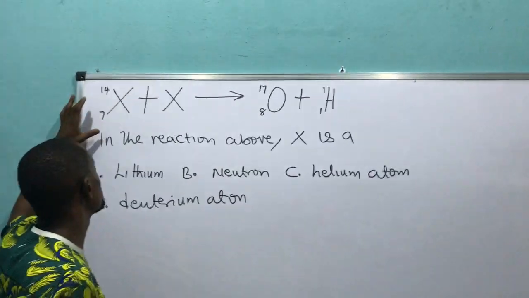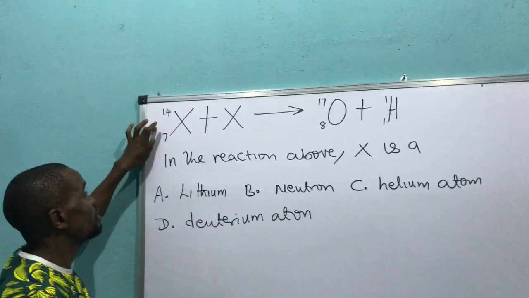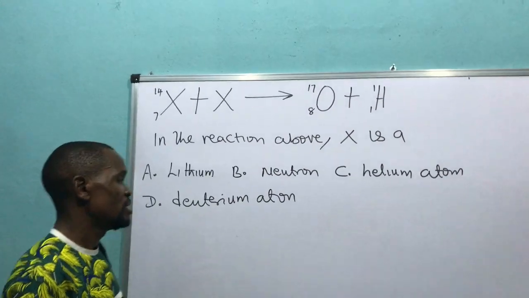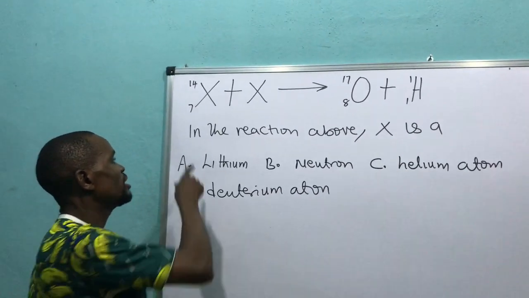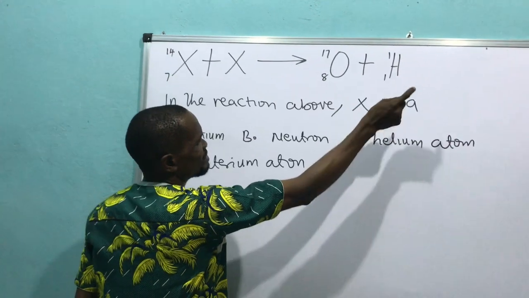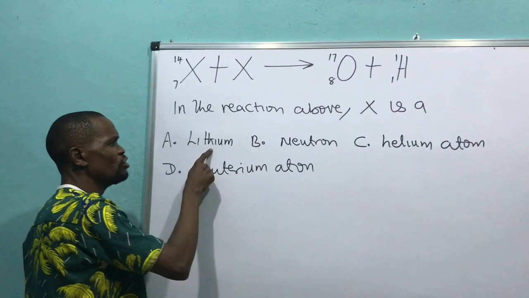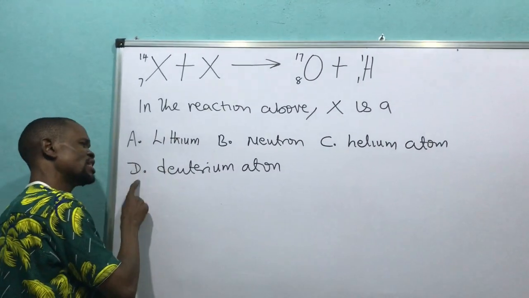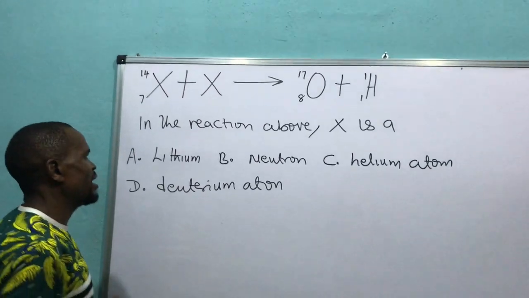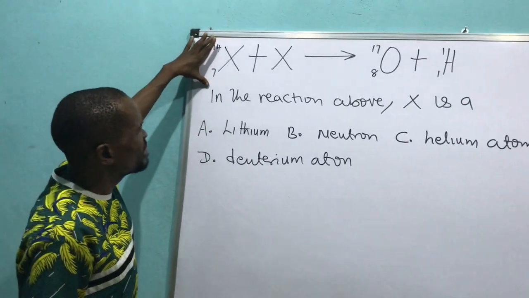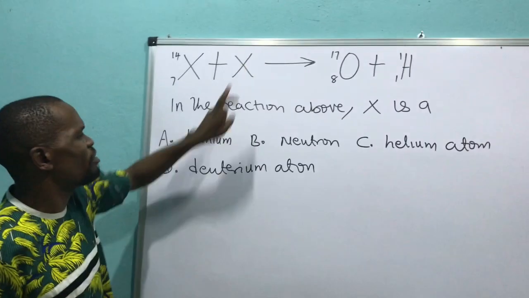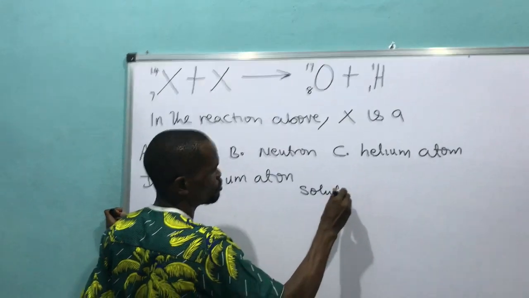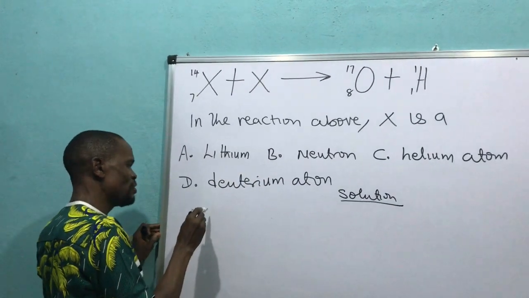Look at the next question. The reaction between X and nitrogen-14 gives oxygen and hydrogen. In the reaction above, X is: A, helium lithium; B, neutron; C, helium atom; D, deuteron atom. I don't know the answer. What they threw at me is the reaction. I should find the value of X. What we're going to do is the solution.